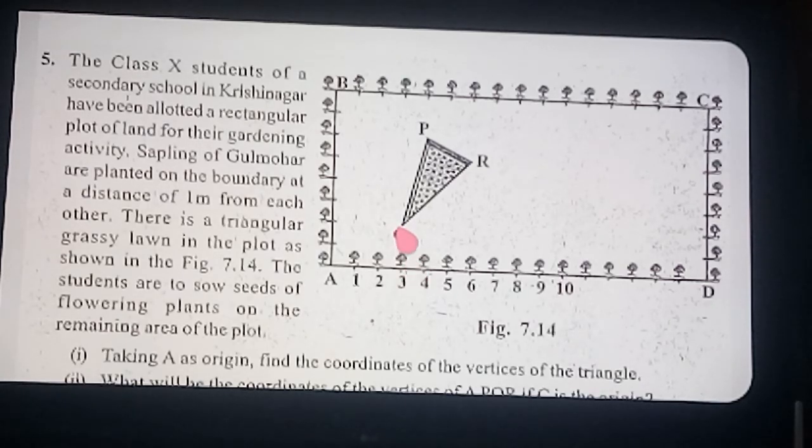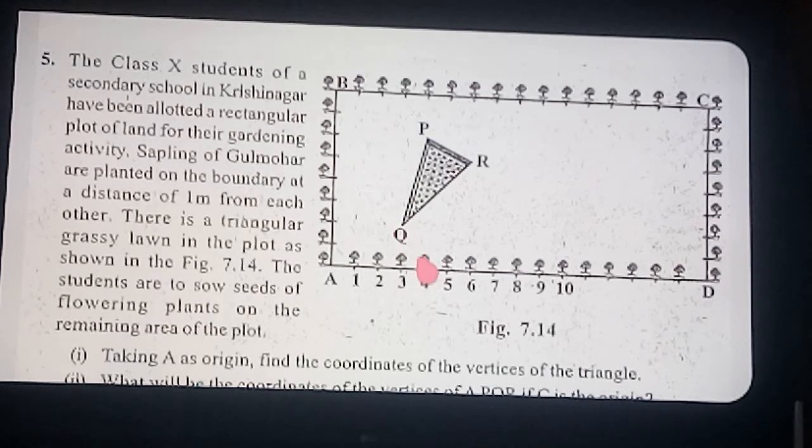So you can very clearly find out the coordinates of Q. Draw a perpendicular to the x-axis, meeting at the point 3, and draw a perpendicular to the y-axis, meeting at the point 2. That is at 1 meter distance, no? So here 1 and this is 2. So what are the coordinates of Q? The coordinates of Q are (3, 2).